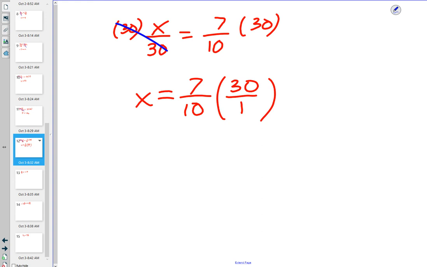You can look to reduce first. Is there any number on top that has a common factor with any number on the bottom? Yes, 30 and 10 can both be divided by 10, so you can do so. This becomes a 1, this becomes a 3. Then since Hope has a calculator, which we just found out has negatives, even though there's no negatives here, what's 7 times 3?